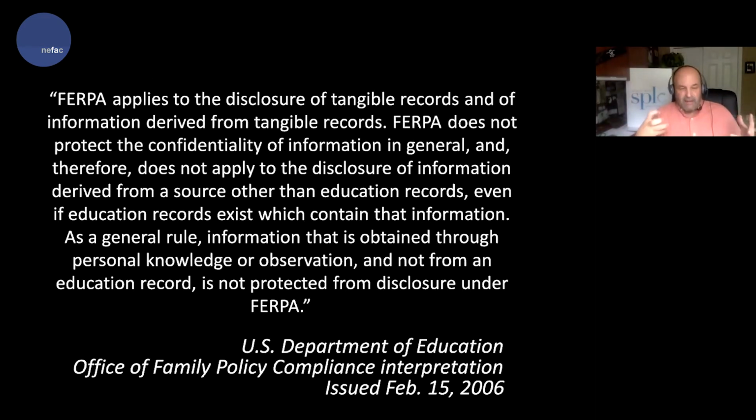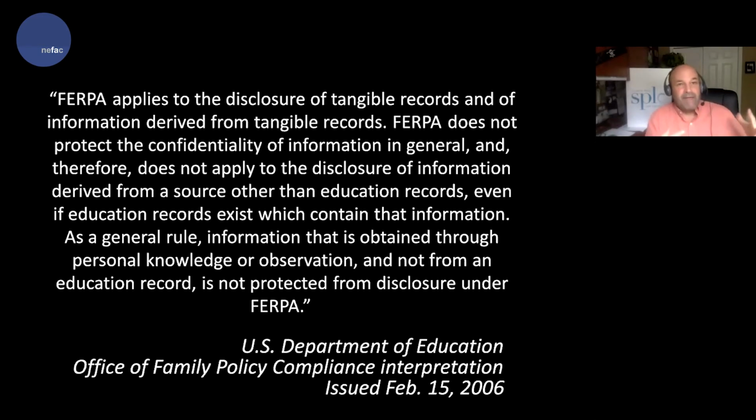One thing that is particularly helpful, though, and it's taken a while, I think, for the Department of Education to get in the ball game with this, but we have had some helpful rulings that have come out of the DOE. The Department of Education is the federal agency that's responsible for enforcing FERPA. In fact, there's a special FERPA compliance office, the Office of Family Policy Compliance, that issues opinions interpreting FERPA. But one of the things they've made clear is that FERPA applies to the disclosure of tangible records only, and information that's derived from those tangible records.